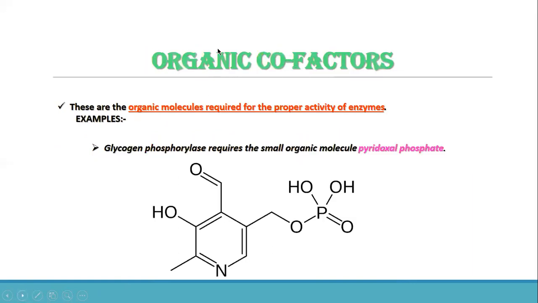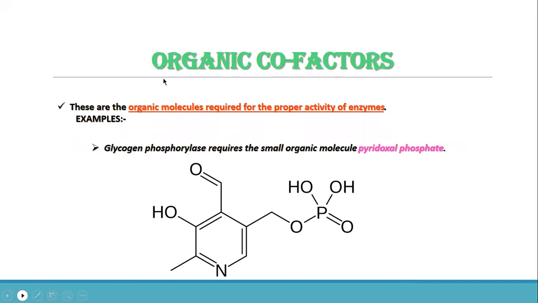Organic cofactors. These are organic molecules required for the proper activity of an enzyme. Example, glycogen phosphorylase requires the small organic molecule pyridoxal phosphate. This is the structure of pyridoxal phosphate.